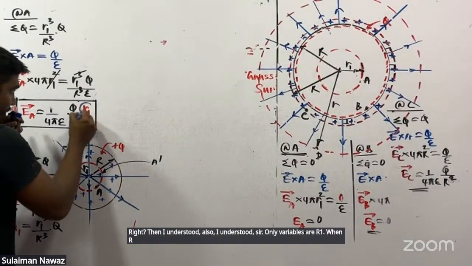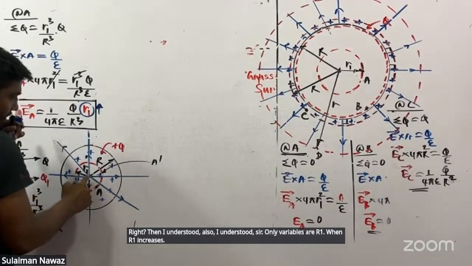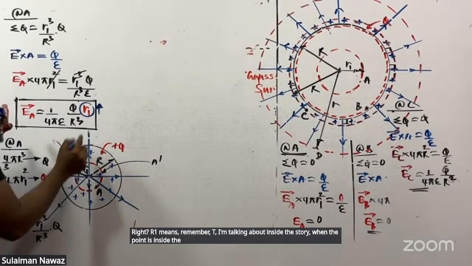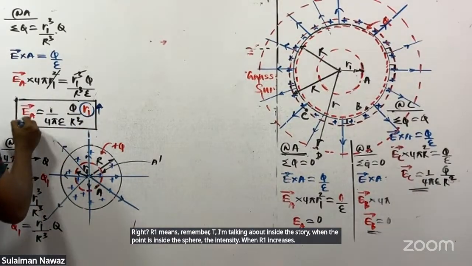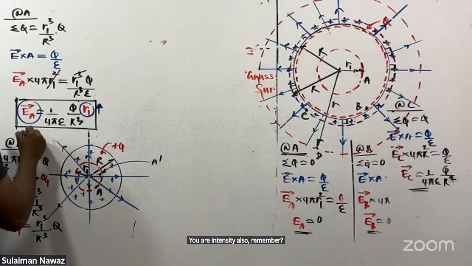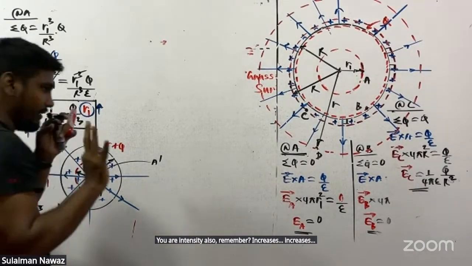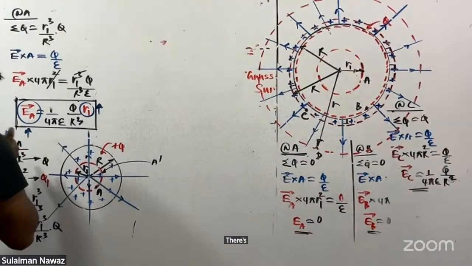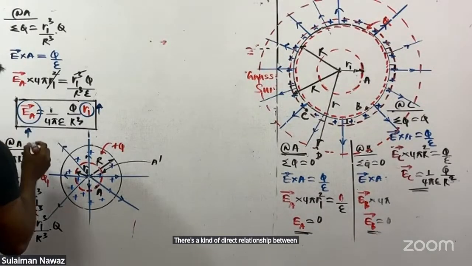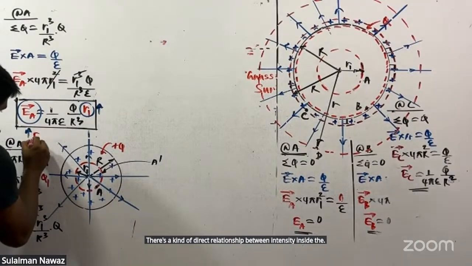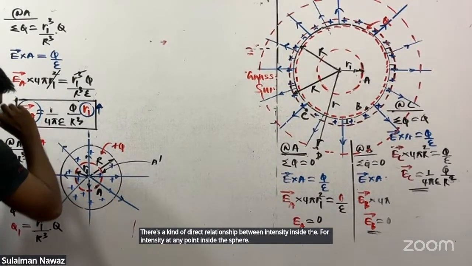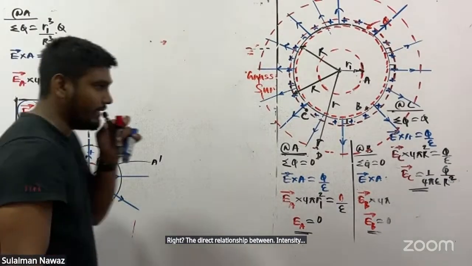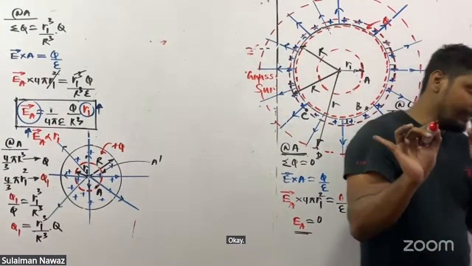Remember, I am talking about inside the sphere. When the point is inside the sphere and R1 increases, the intensity also increases. There is a kind of direct relationship between the intensity at any point inside the sphere and the radius. Okay, that is clear.